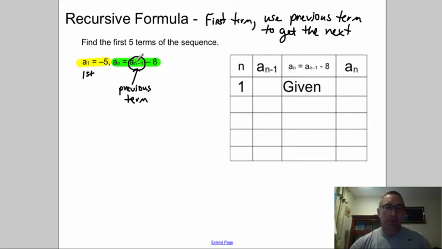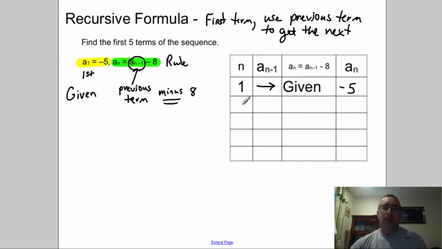So this formula is really the previous term minus 8. That's kind of our rule or our pattern for this formula. So notice when I start my pattern out, I have to start with the first term, or n equals 1. I can't jump around and go to any other one. Well, that's given to me. Okay, we know right away that the first term is negative 5. That's given to me over here.